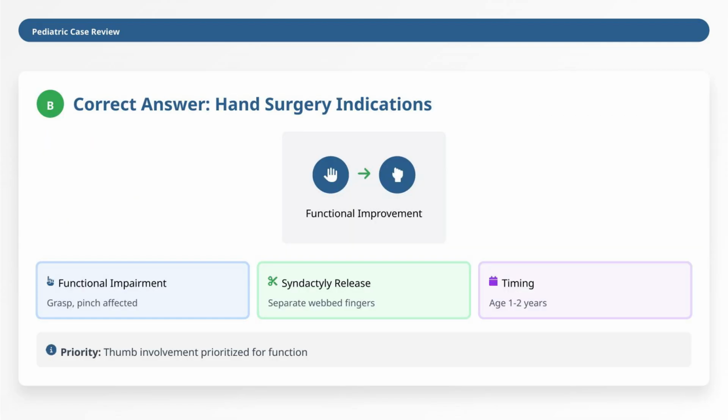Hand surgery is indicated when syndactyly or thumb abnormalities cause functional impairment affecting grasp, pinch, or fine motor skills. Procedures typically involve syndactyly release and soft tissue reconstruction. Surgery is generally performed between ages 1 and 2 years. Thumb involvement is prioritized as it most significantly affects hand function. The broad digit morphology persists, but function typically improves substantially.